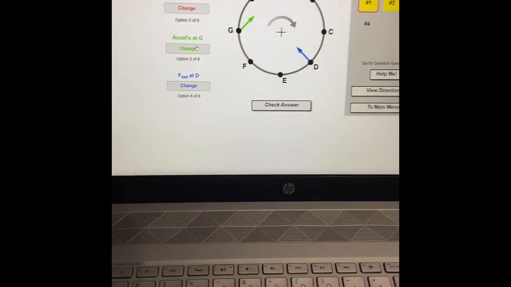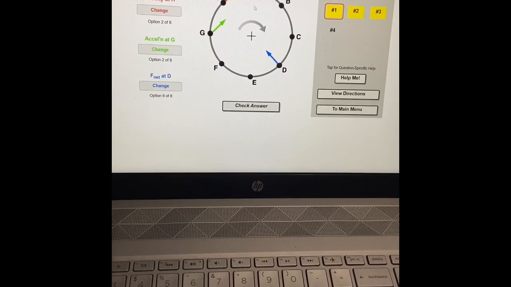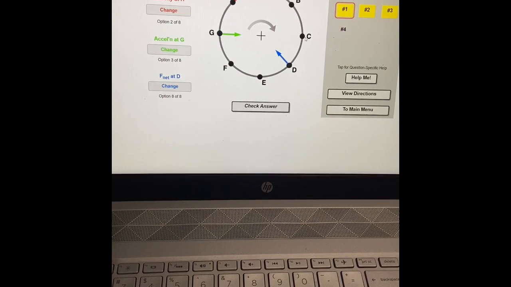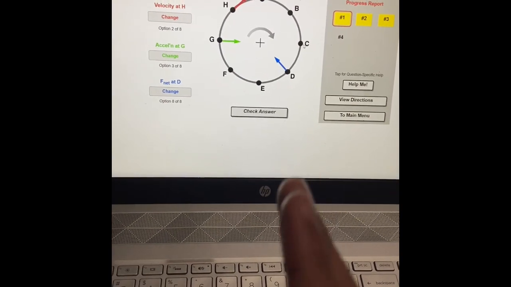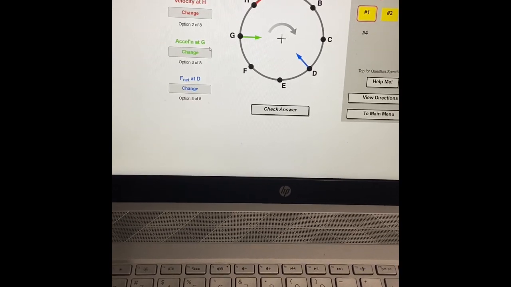For the acceleration, given that this is constant circular motion and that it's turning this way, the acceleration will always be pointed towards the center of the circle. This is because the acceleration is always moving inward, toward the center. So this should be the correct arrow, moving towards the center.